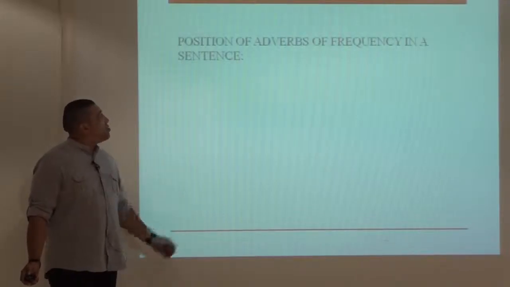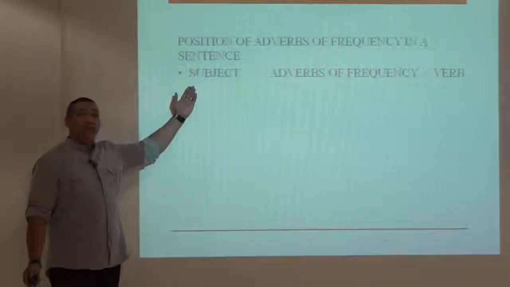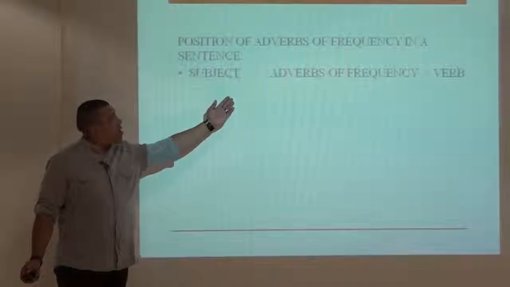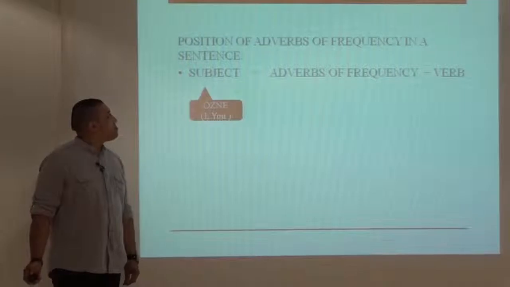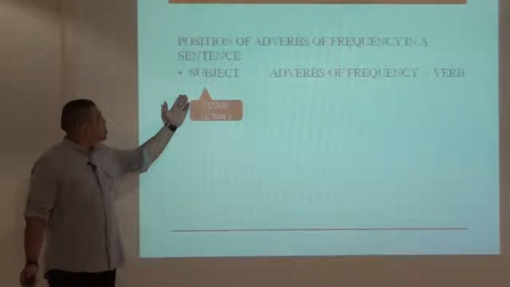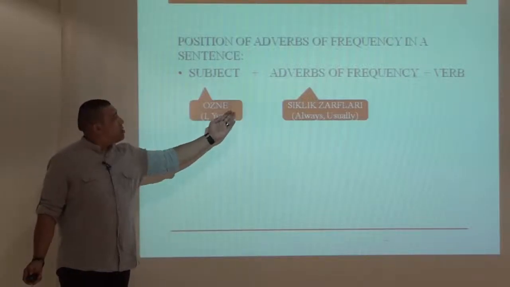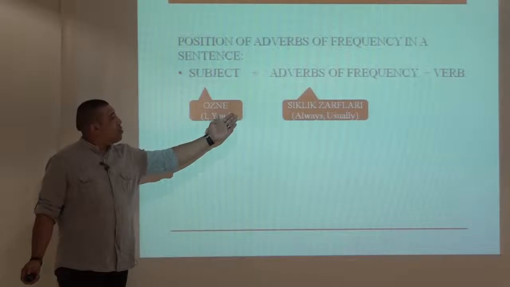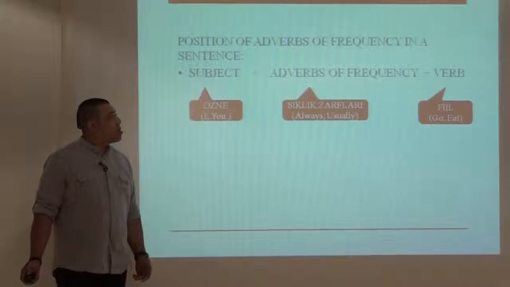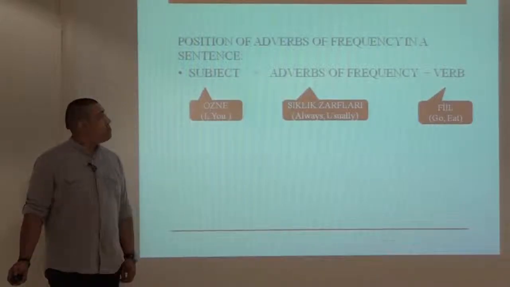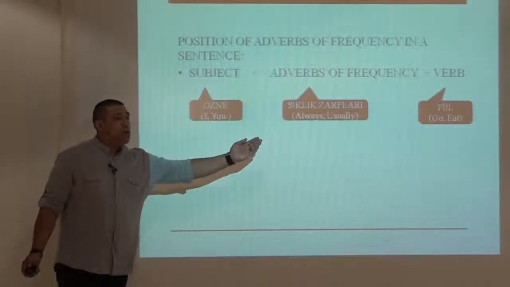We have a certain position of adverbs of frequency in a sentence. First, we have the subject, followed by adverbs of frequency, and then the main verb. For example, subject, I or you. Then we have adverbs of frequency, like always or usually, and then the main verb, like go, eat, etc. For example, I always go to school on time.